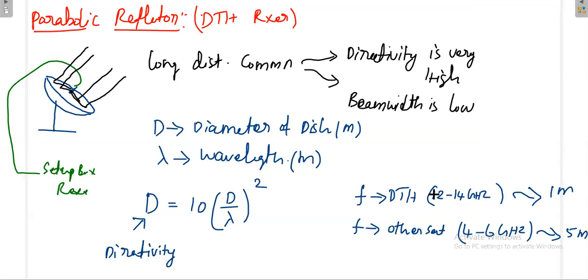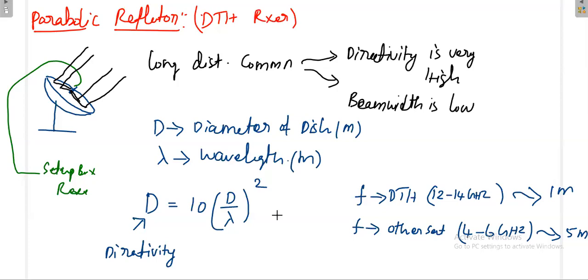You just substitute them in this formula. Then what is the directivity that you are getting? Can you find it out? The diameter is given approximately. For frequency, take any one of the frequencies, calculate lambda, and finally you will get directivity as a number. For that you can take dB also.